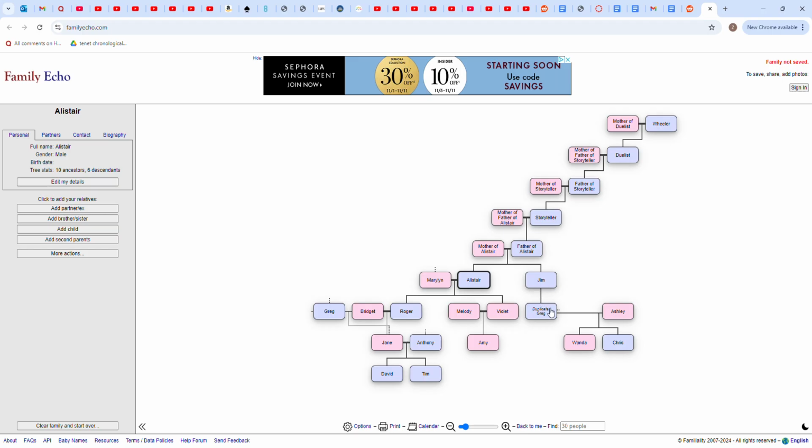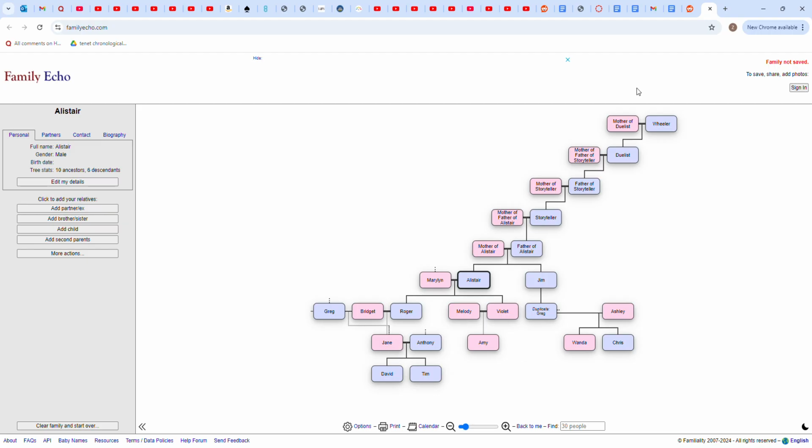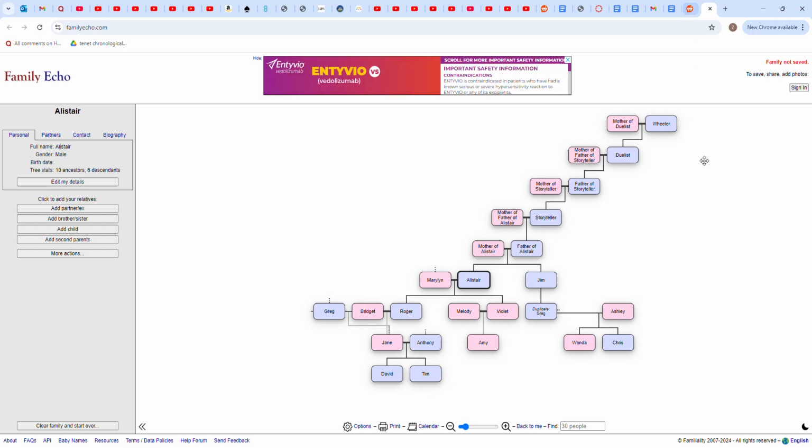We also know that Wanda and Chris are children of Greg, that Amy is a child of Violet and Melody, and that Jane is a child of Roger and Bridget, and that her kids, Jane's kids, are David and Tim. With this information, can we determine some of the ages? Well, we can certainly say that no child is going to be older than their parent.